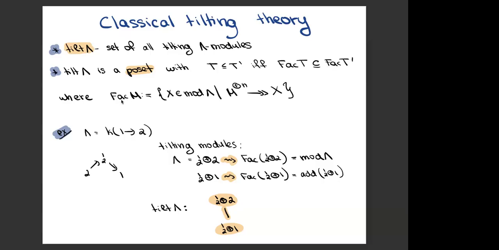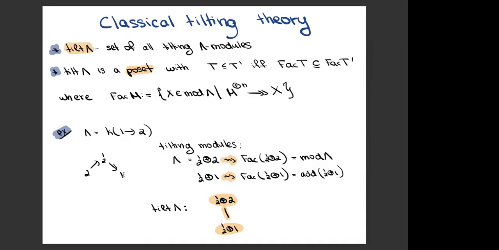And what do I mean by FAC? FAC of a module M is the set of all lambda modules X such that there exists a surjection from some number of copies of M onto X. So you should think of FAC of M as all the possible quotients of direct sums of M. And whenever this FAC condition is satisfied, we say T is less than or equal to T prime.